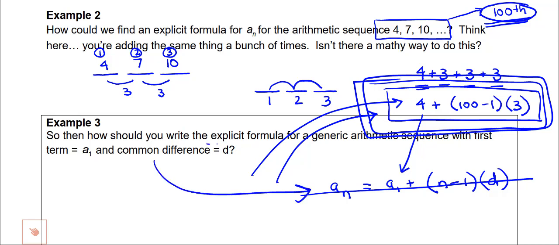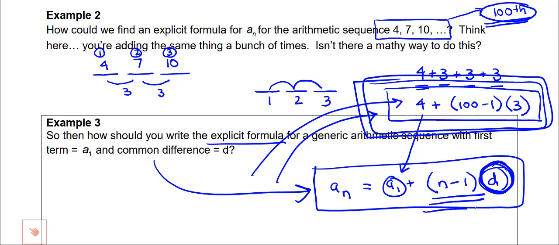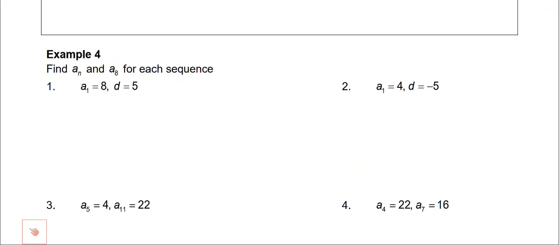How should you write the explicit formula? It's right here. But you don't have to memorize it because it makes sense, right? Where do you always start? First term. How far do you step each time? D. And how many steps do you take? One less than the term you're looking for. One less. Makes perfect sense, right? Okay, so boom.